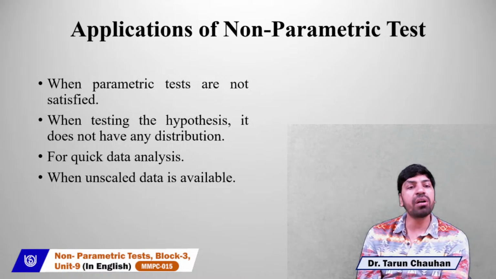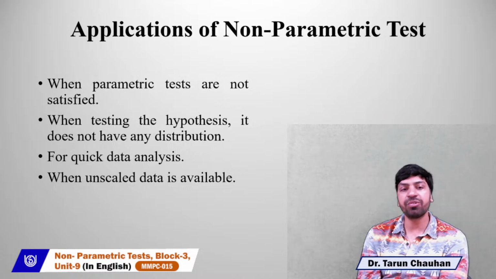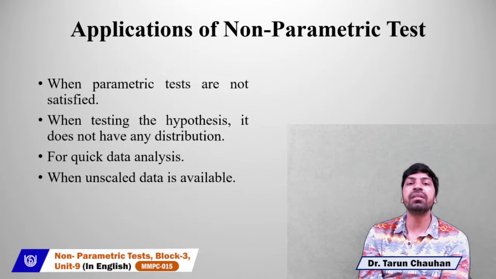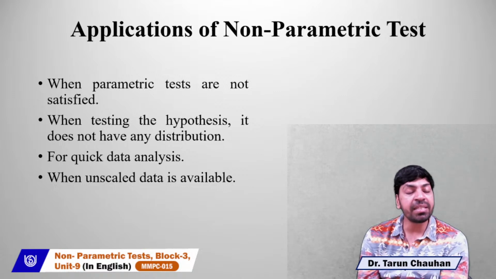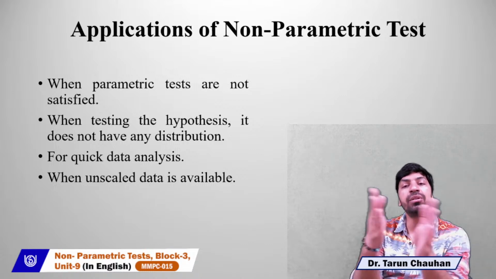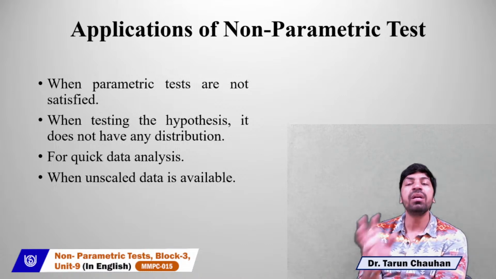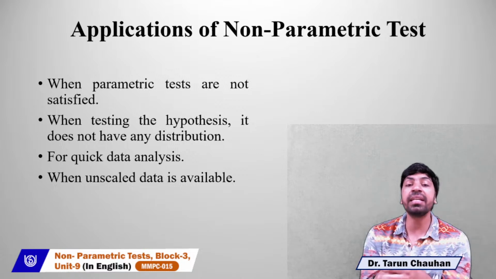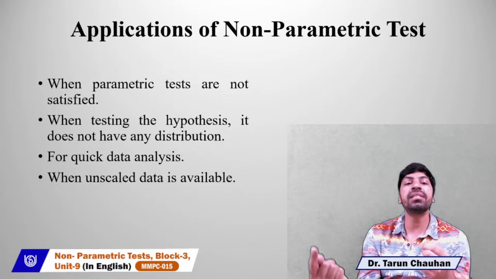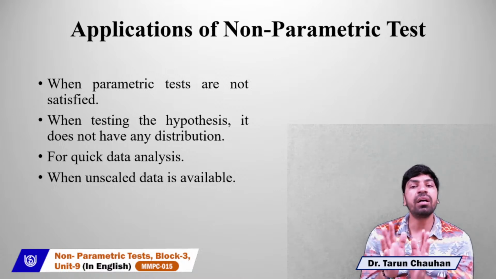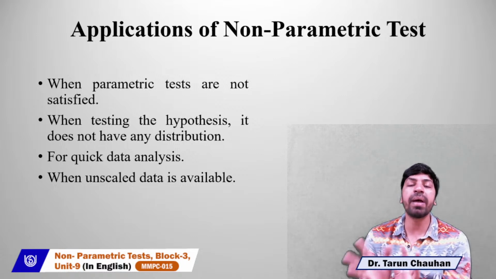Next, we can talk about the applications of the non-parametric test. First, when parametric tests are not satisfied. When any of the parametric tests like the Z test, T test, and such tests do not give satisfactory results, then the non-parametric test will be applied. Also, when any hypothesis, any assumptive or declarative statement, needs to be tested and it doesn't have any distribution model like normal, binomial, or Poisson.